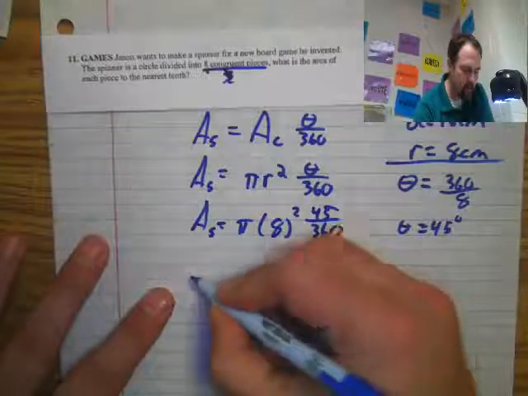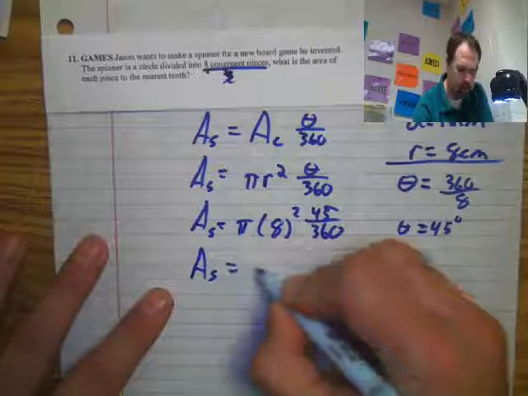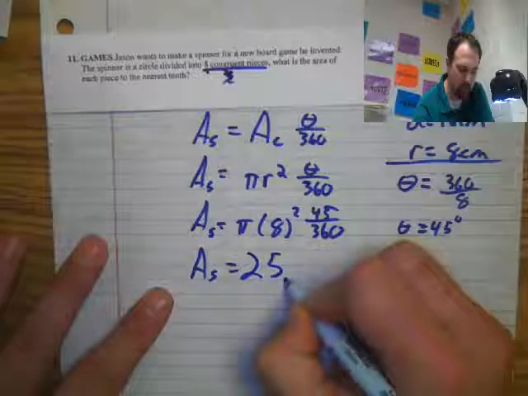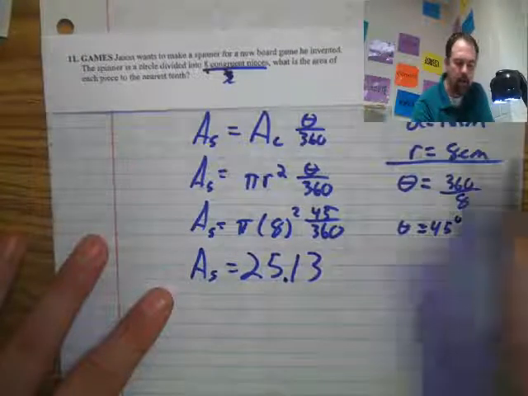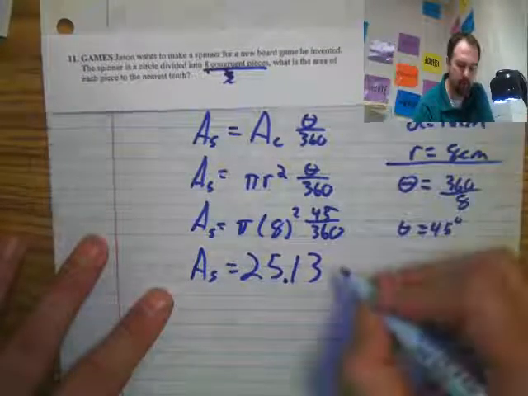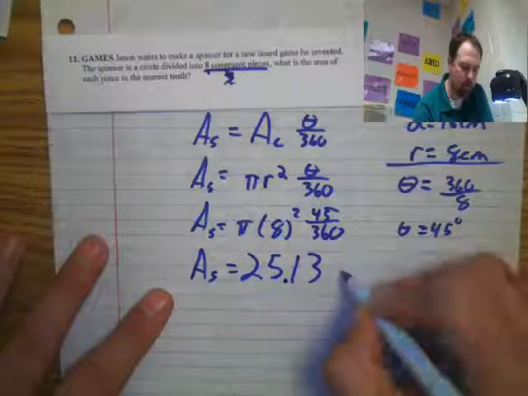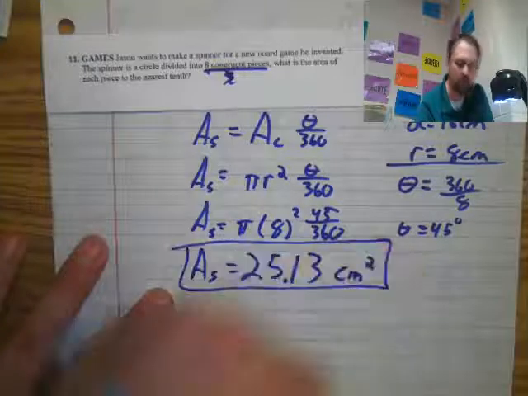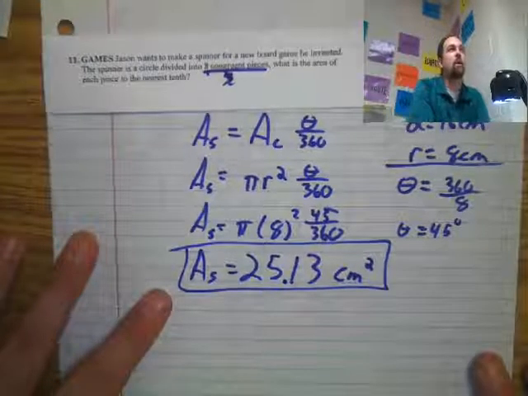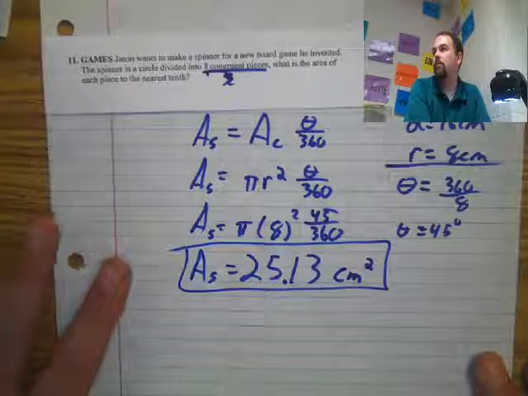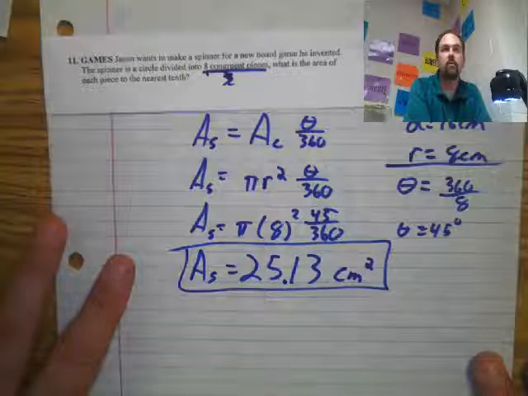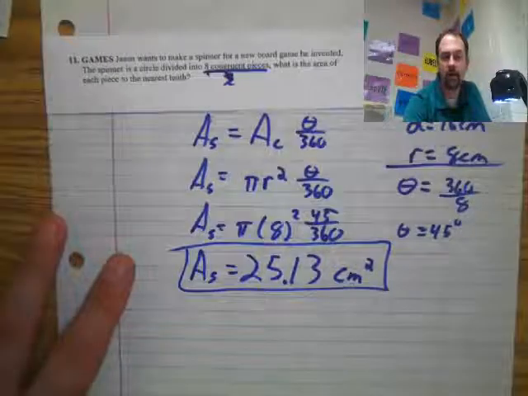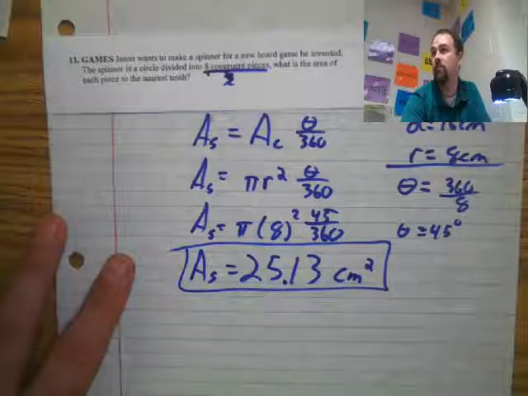So area of the sector is 25.13. And my length is in centimeters, so this is going to be centimeters squared. So not too much more difficult. Just got to apply a little bit of your math reasoning, math logic to get to the radius and the angle measure, theta.